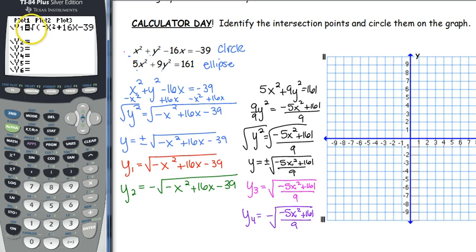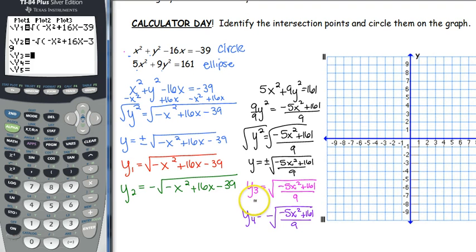And remember, with some of the new software, it'll all be the same square root. Don't worry about that. It might look slightly different. And the second one, we have to have a negative on the outside. So a negative square root of a negative x squared plus 16x minus 39. So that takes care of our first 2 equations.